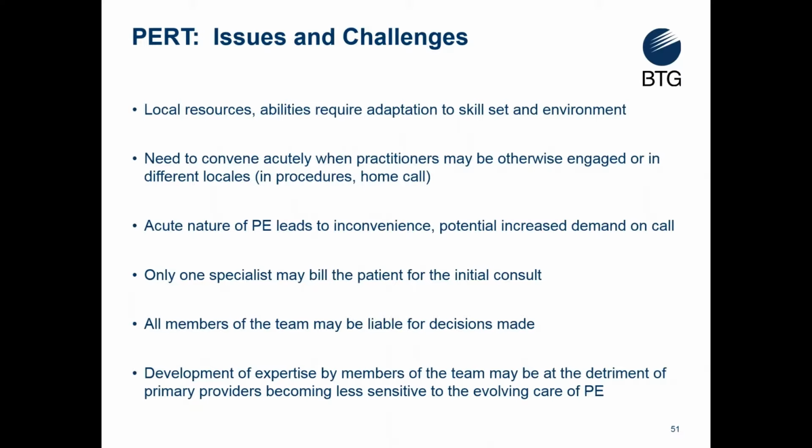So some other issues: you might only have one specialist billing the patient for the initial consult, but all members of the team might be liable for decisions made as well. And development of expertise by members of the team may come at the detriment of primary care providers becoming less sensitive to the evolving care of PE.